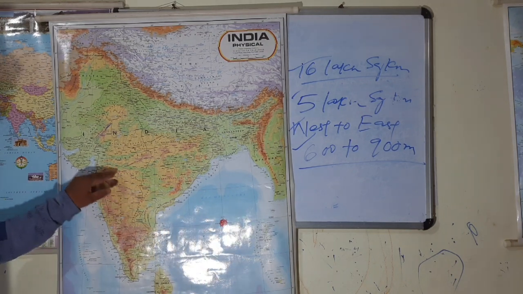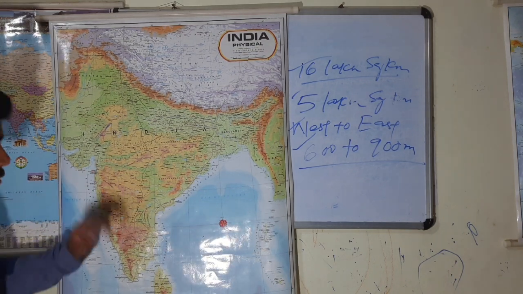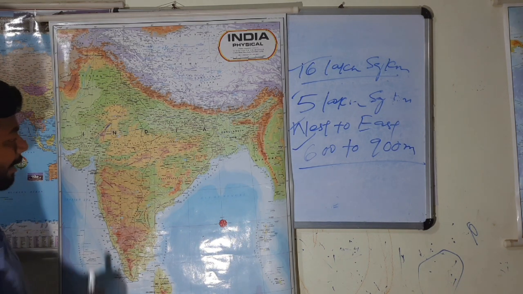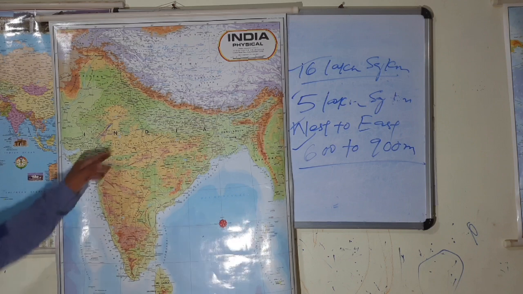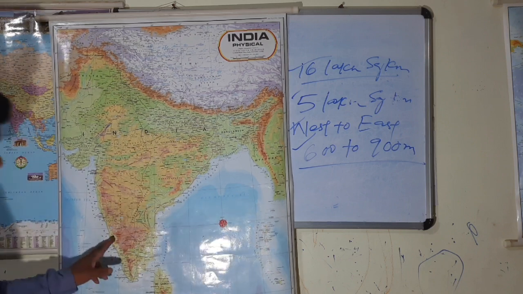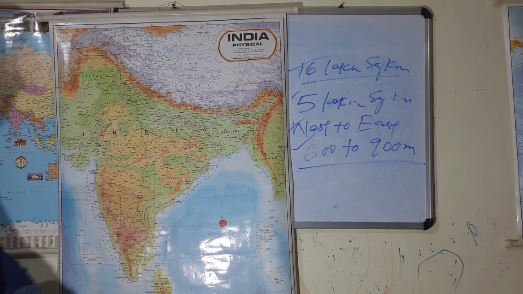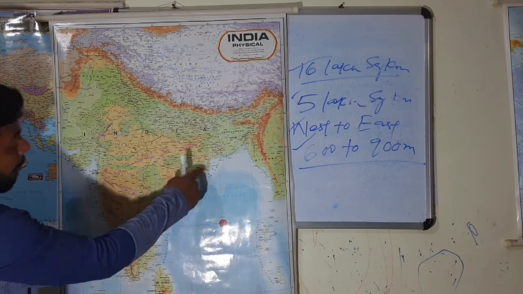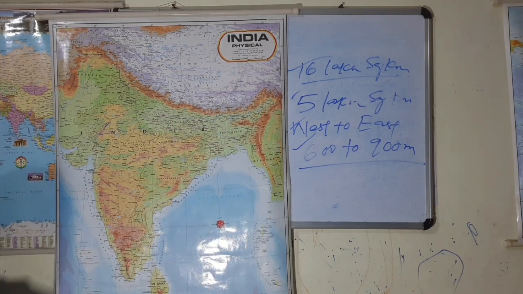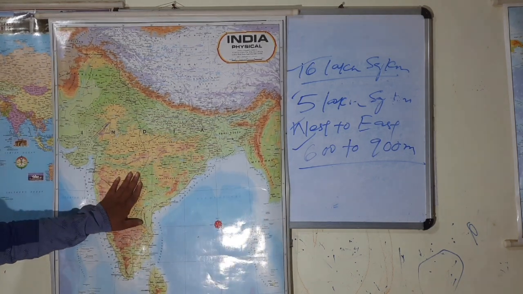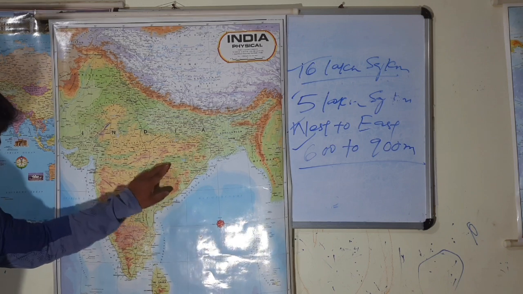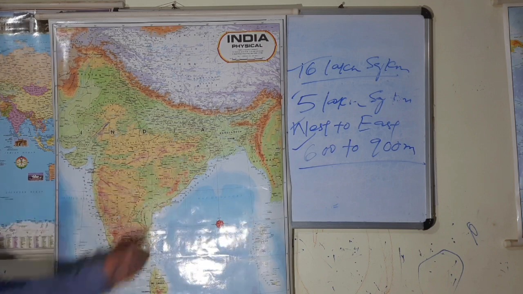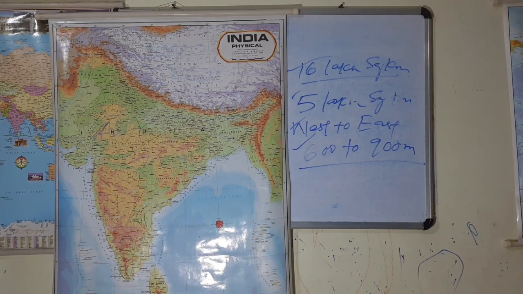The Deccan plateau is surrounded by the Satpura range or Malwa plateaus in the northern part, the Karamandal hills in the southern part, the Western Ghat in the western part, and the Eastern Ghat in the eastern part.